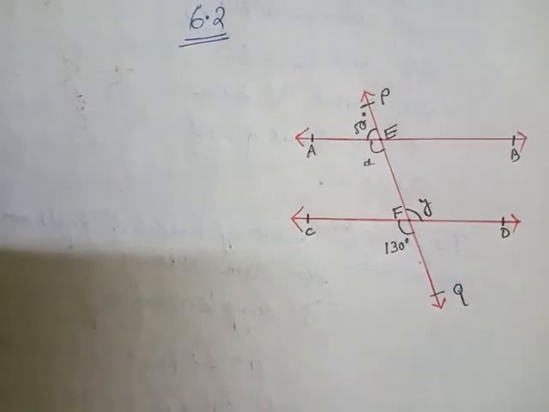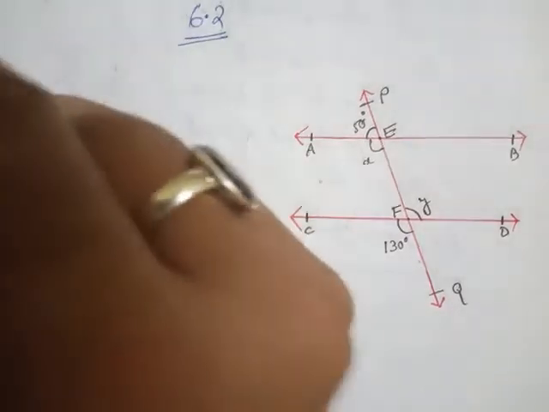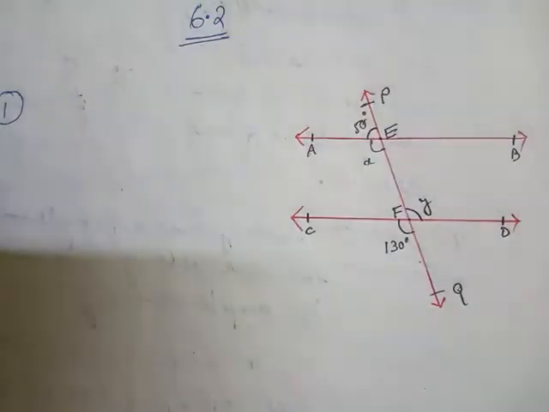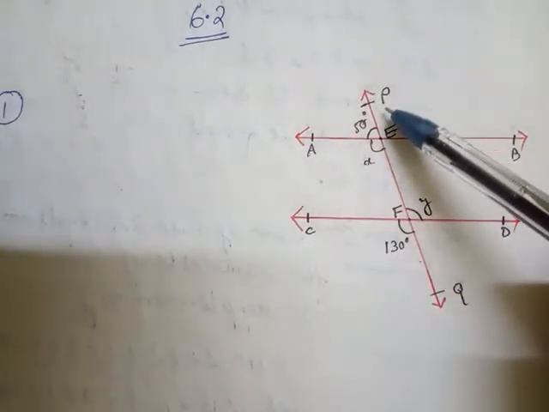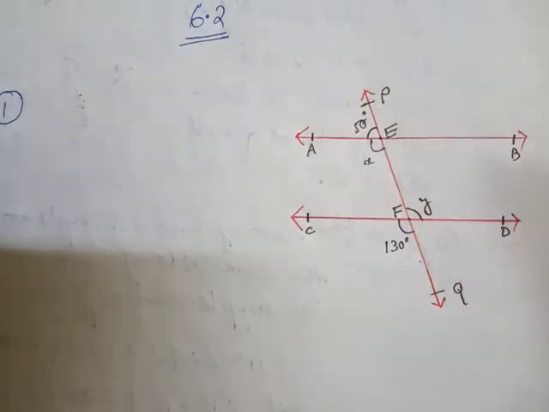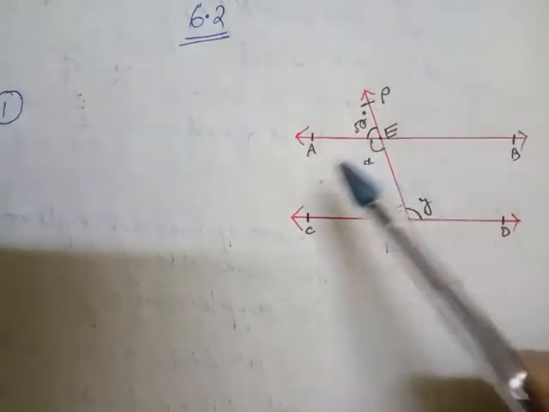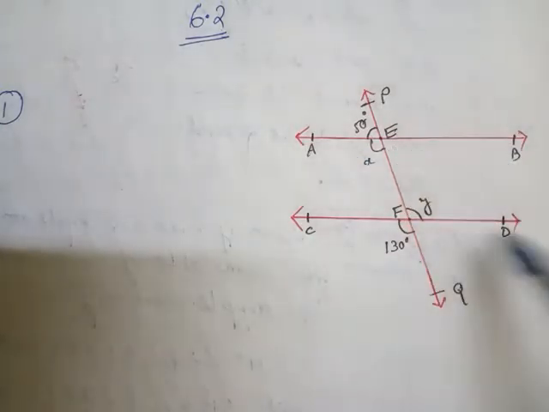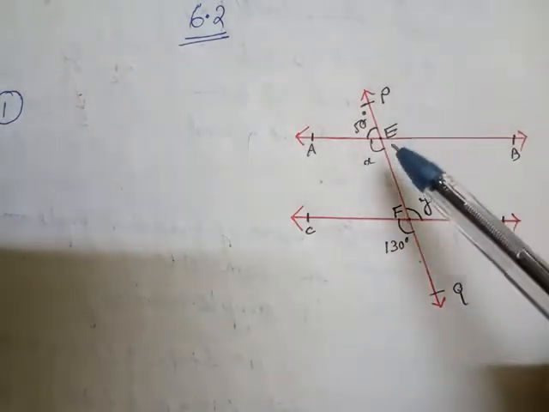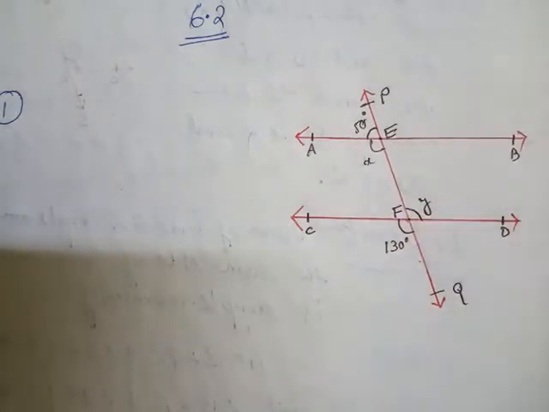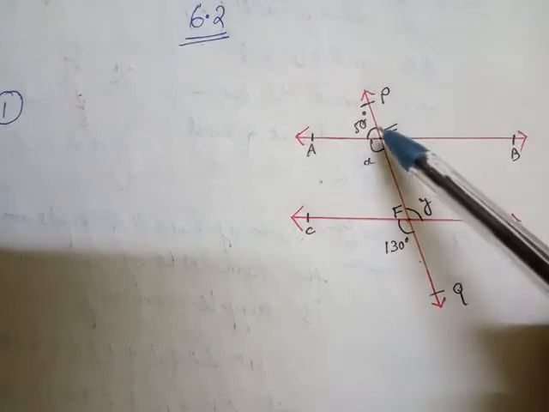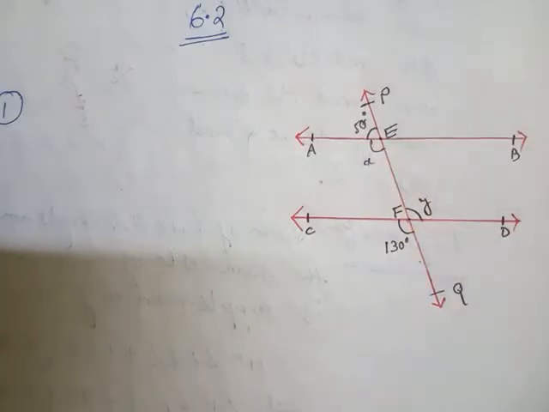Students, there is a diagram as you can see in the video. Exercise 6.2, class 9, general maths. In the first question, it is given that AB and CD, and PQ is one transversal which intersects the line AB at E and CD at F. We have to find x and y, and the angles given here are 50 and 130 degrees. So let's have a look at how to solve this one.